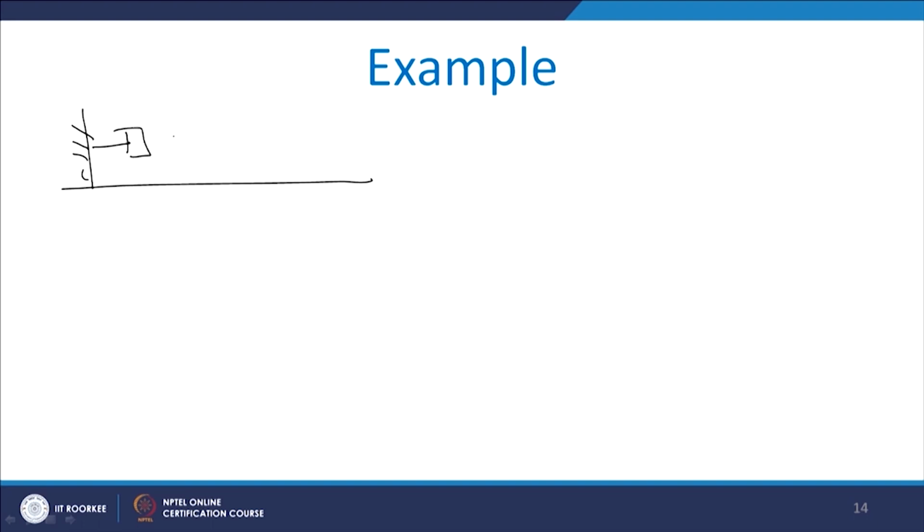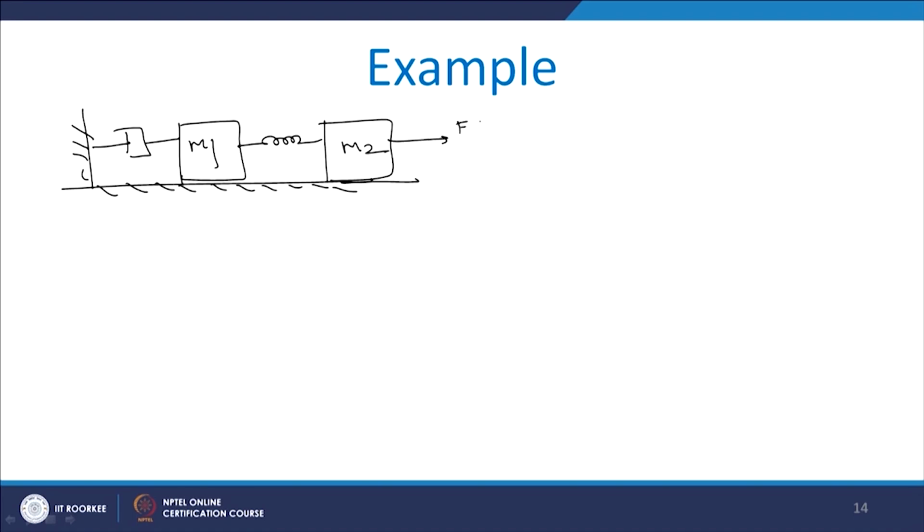Now here is the damper, here is mass m1, then this is a spring, then we have mass m2, force f of t, then displacement y2, displacement y1, this k and b. So same system we have taken and I had redrawn it.